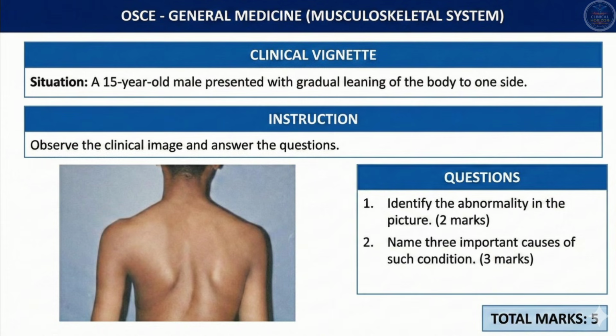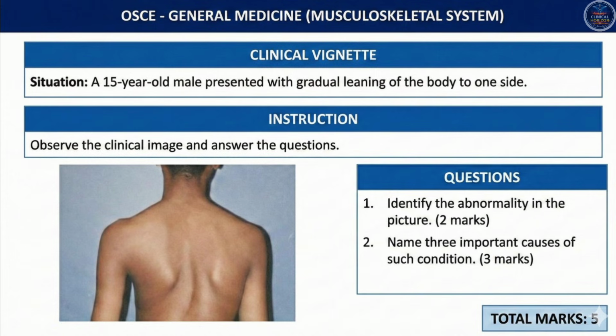Look at the vignette. We have a 15-year-old male presenting with gradual leaning to one side. The age is crucial here. It's peak adolescence. Now look at the image. Systematically observe the asymmetries. Look at the shoulders. The right shoulder is clearly higher than the left. Look at the scapulae. The right scapula is more prominent and elevated. Look at the spine itself. There is an obvious lateral curvature with the convexity towards the right side in the thoracic region.